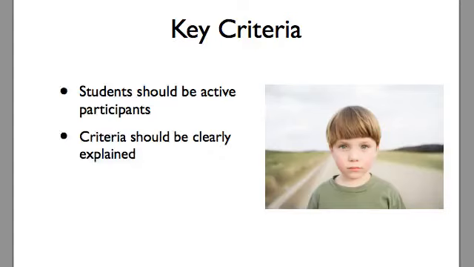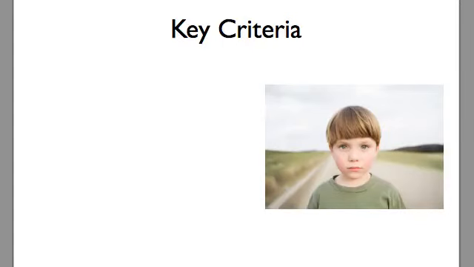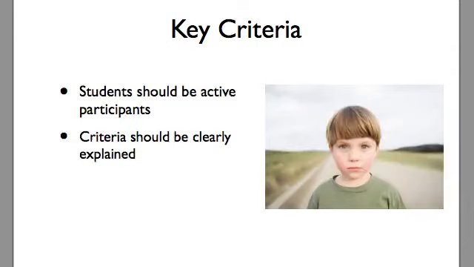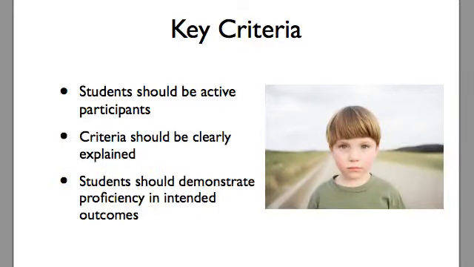So what criteria should we include in our assessment of a Web 2.0 learning activity? Well, first of all, the activity should definitely be student-centered. The students should be active participants in creating knowledge. Second, the criteria should be clearly explained and ideally delineated before the project has begun. And thirdly, the students should demonstrate proficiency or mastery in the intended outcomes that you have outlined in the rubric.